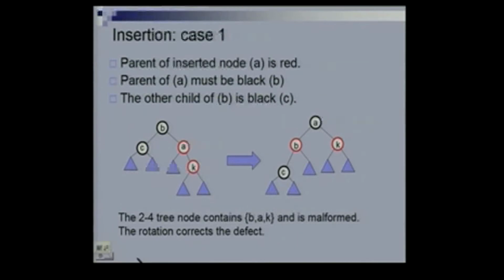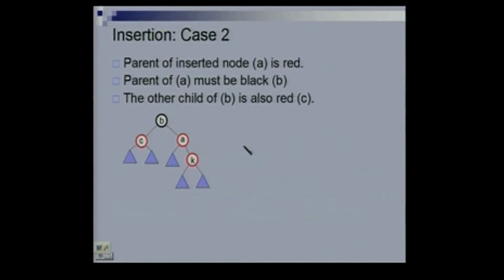Okay. So, that was one case, when the parent of the inserted node has a sibling which is black. The other case is when this is red, and we will look at that now. This is the second case. The parent of the inserted node A is red and the other child of B is also red. Okay, and we have this double red problem and we need to take care of this.